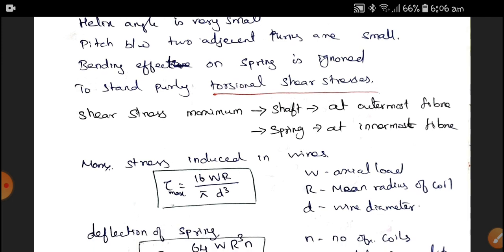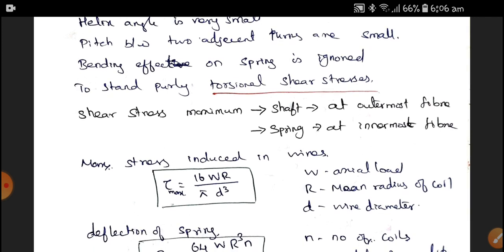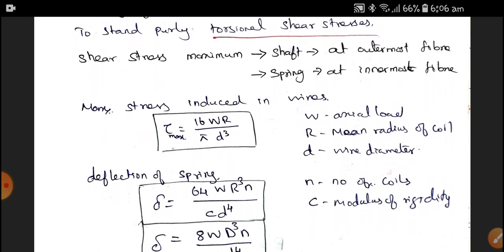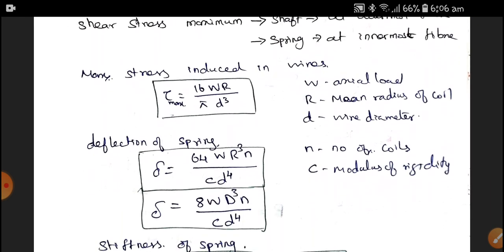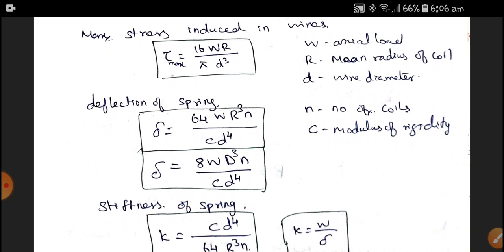Whereas in the springs, the innermost fiber will have more shear stress and the outermost fiber has very less shear stress. Here we are going to see some of the formulas. These three formulas are very important for the springs, so we are going to discuss them.